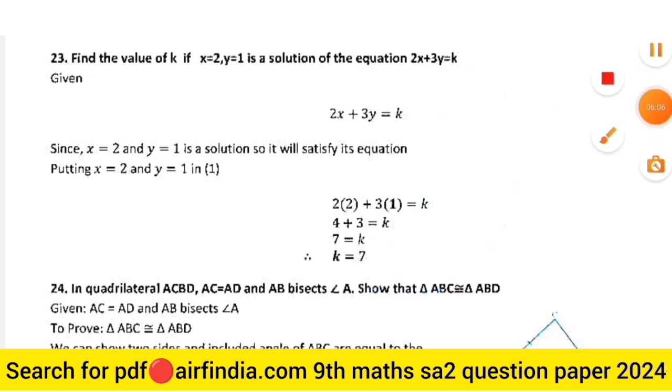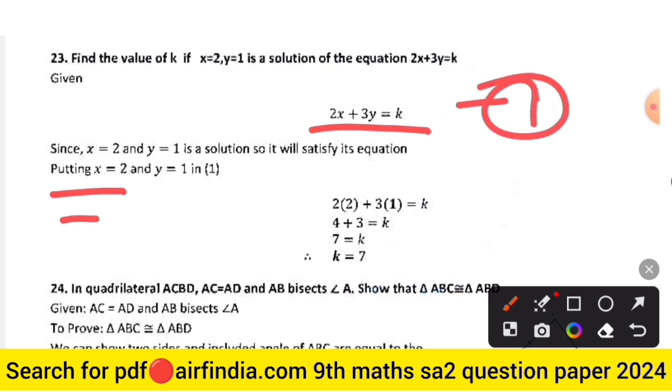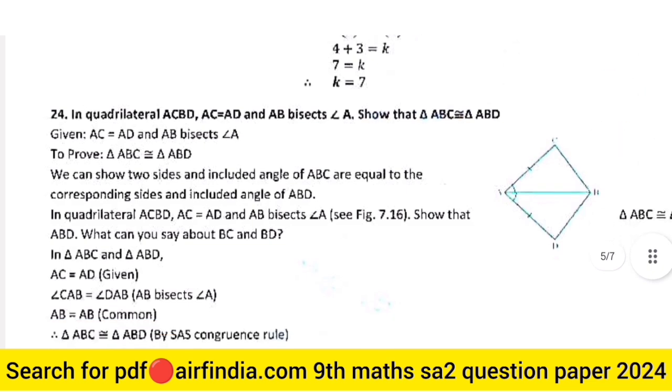Okay, so given that the condition is 2x plus 3y is equal to k, since x is equal to 2 and y is equal to 1 is a solution, it will satisfy the equation. So you can put x is equal to 2 and y is equal to 1 in equation 1. You can also give it the equation number 1. And the value of k is equal to 7.